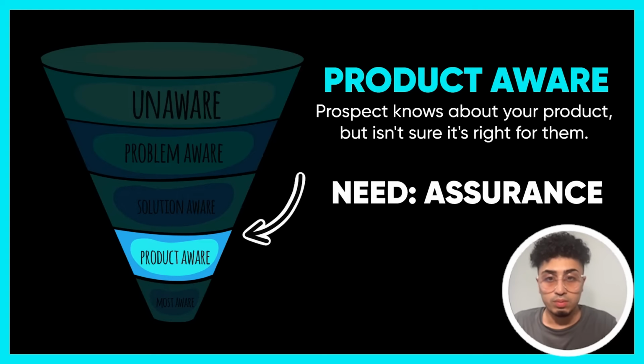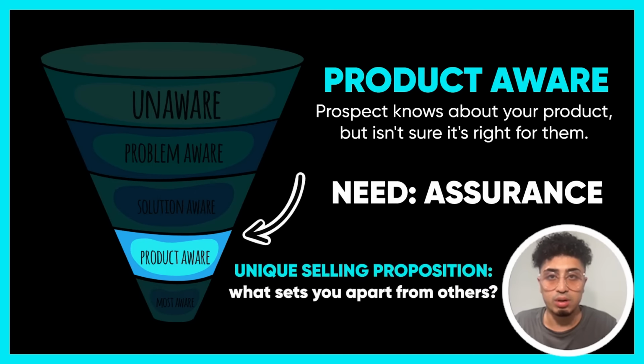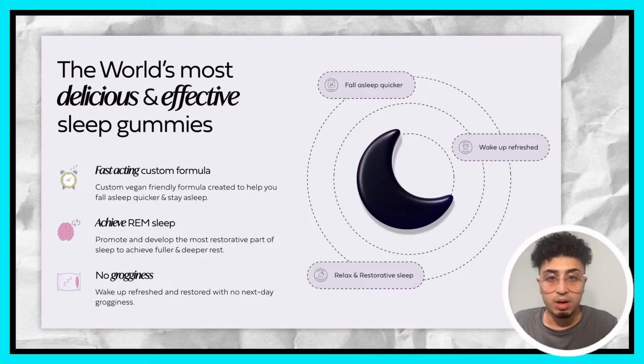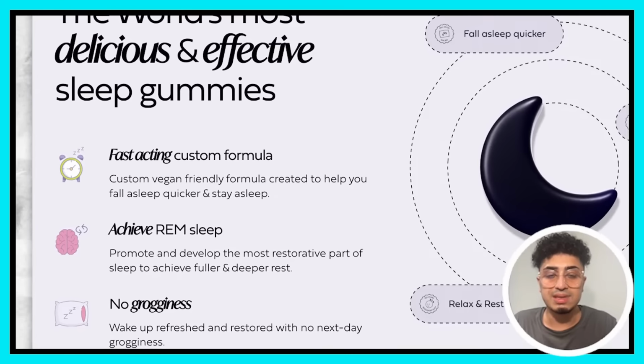They know about your product, but they're still unsure whether or not it's right for them. This is where assurance comes into place. Your unique selling proposition. What sets you apart? Why are you the most viable solution to the problem they're facing? Right? You need to de-risk that purchase for them. And this will ultimately get them to a point where they're excited and most aware. They know about your product, but now they need a reason to buy your product.